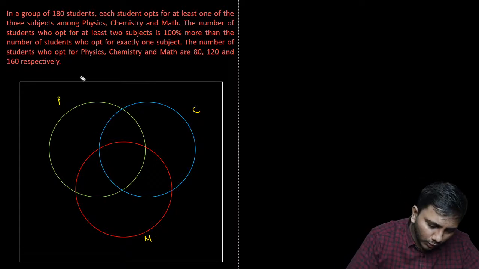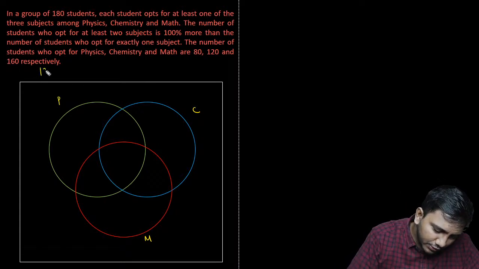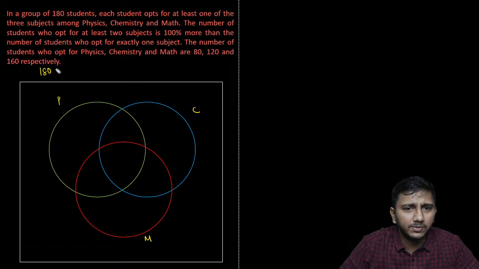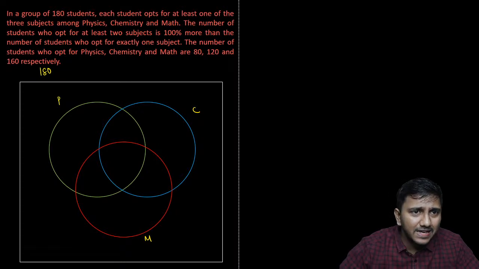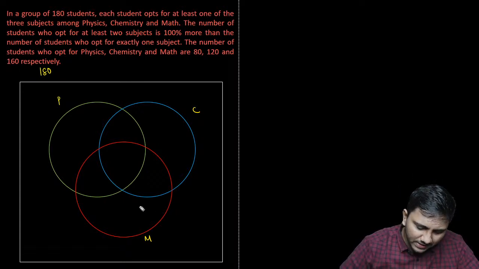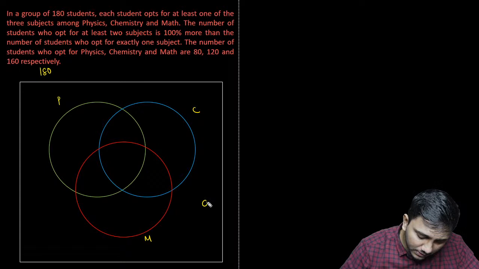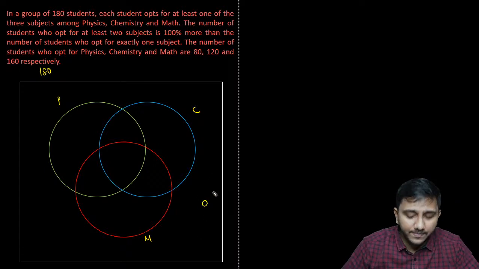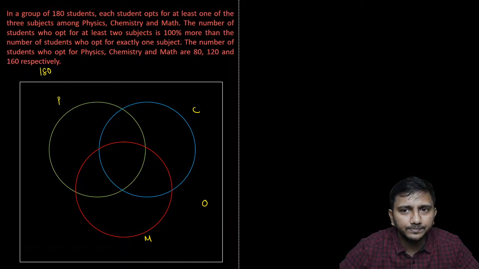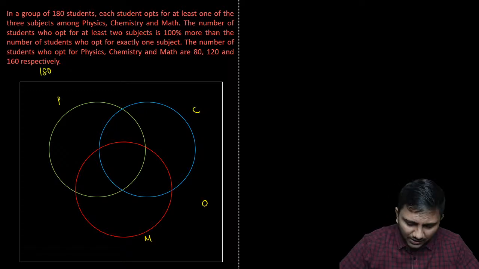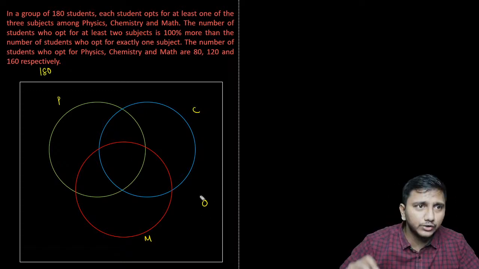180 students, so total, that is the value outside the box should be 180, which represents all the values that we're going to get inside the particular box. And it is given each student opts for at least one of the three subjects among physics, chemistry, and math, which means outside the three circles I'll have to put 0. Means there is nobody outside the three circles. All those 180 will have to come inside the three circles only. Just give me a minute. Okay, so all the values have to come inside the three circles only. Outside it is going to be 0.